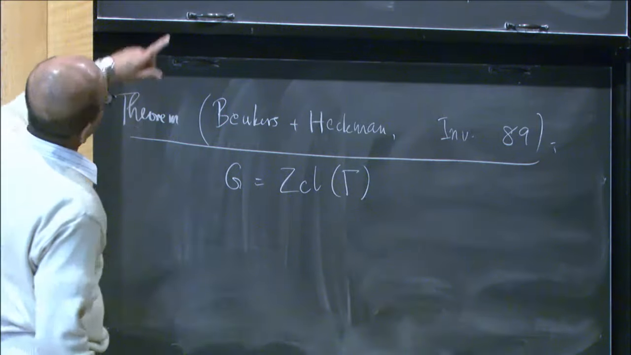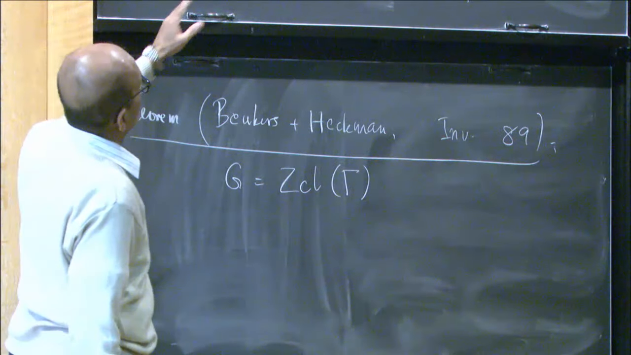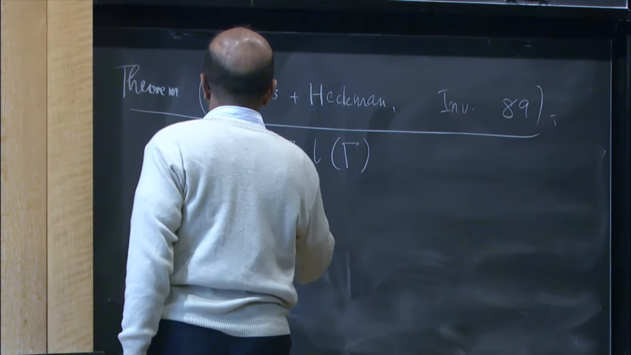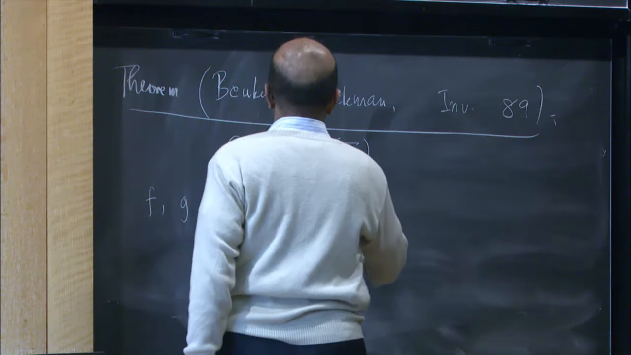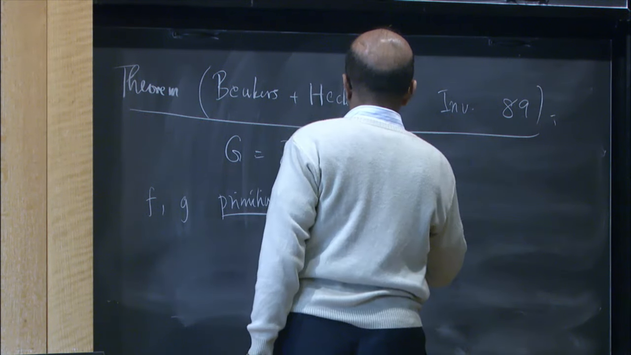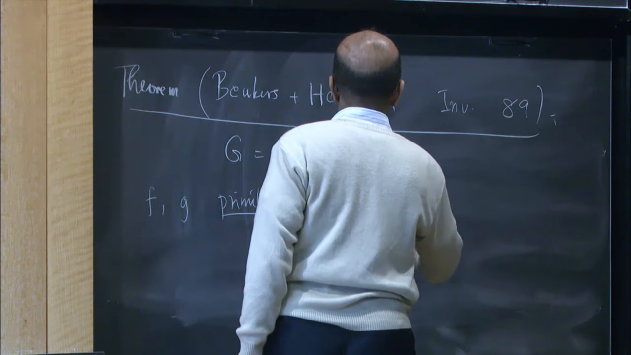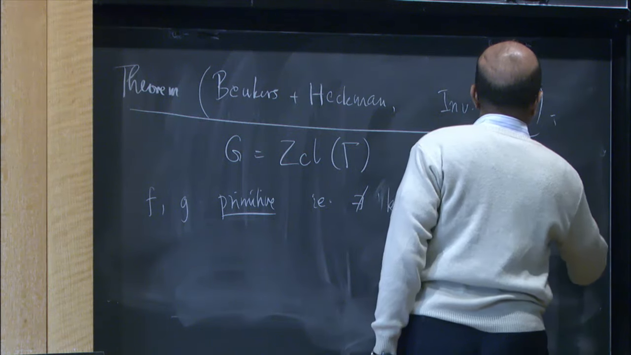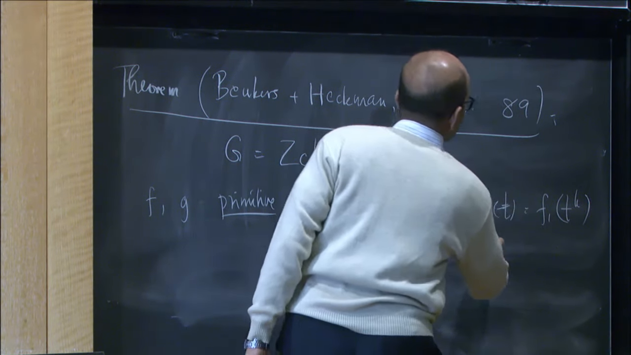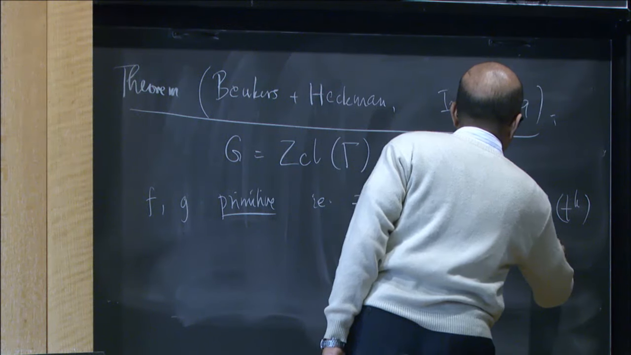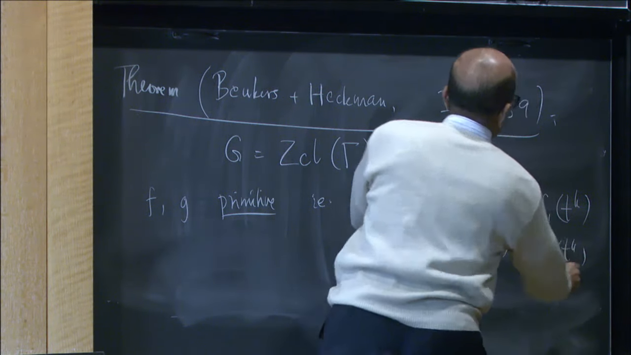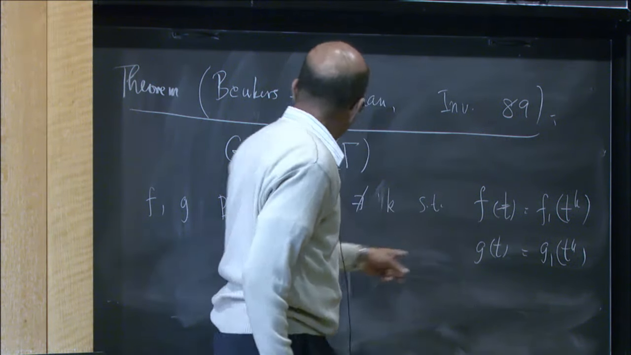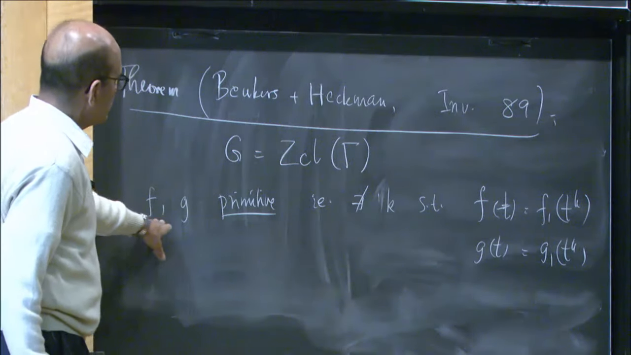And I'm going to make one extra assumption, which I should have mentioned: f, g are primitive, i.e. there does not exist a k such that f is composed with t to the k, and g is also of the same type. You can't have two polynomials like this. If you had them, you would call them an imprimitive pair, and you want to assume that they are primitive.